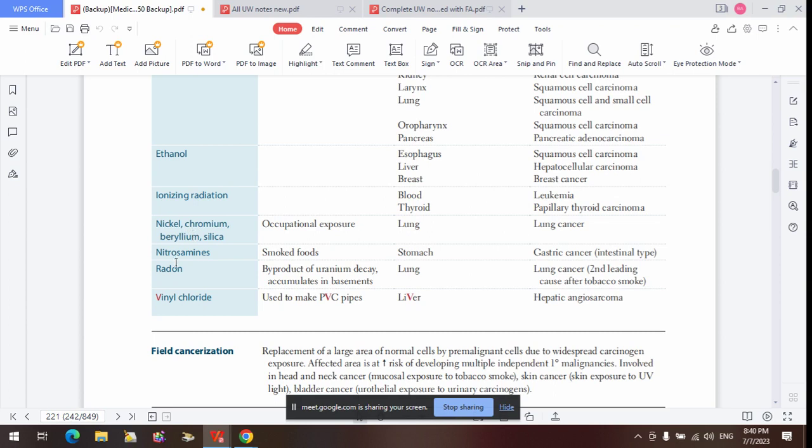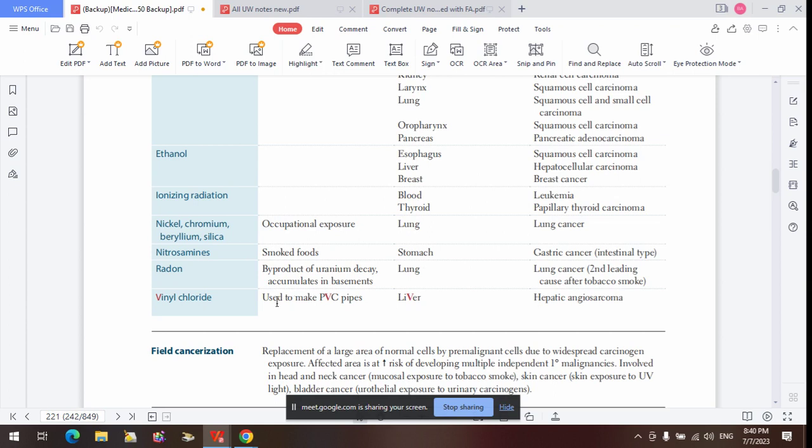So all of them can cause lung issues only. So they can cause lung cancer. Then radon is another one like that. It can cause lung cancer only too. In fact, it's even the second most common cause of lung cancer after smoke, after tobacco. It's very important we remember that. Not nickel, chromium, beryllium or silica, but radon. And it comes from radioactive decay.